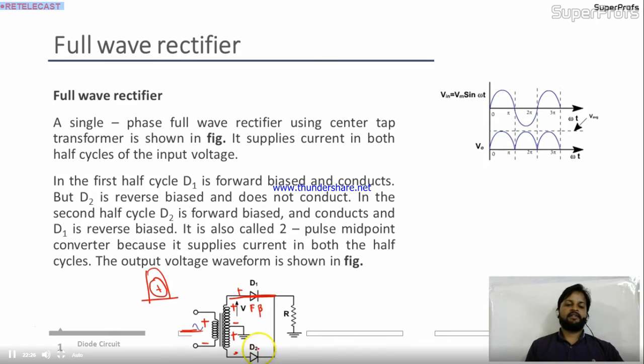Why? Because this is in reverse bias. In the reverse bias, the diode works as an open circuit. So D2 will not conduct, D1 will conduct, and you will get at the output like this.